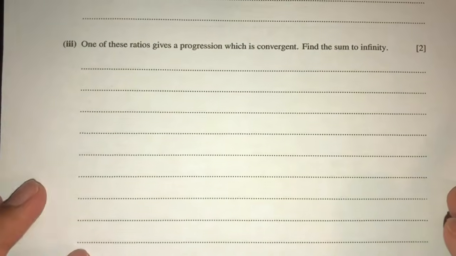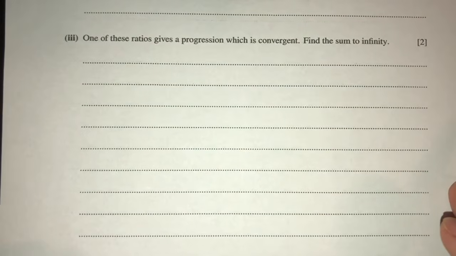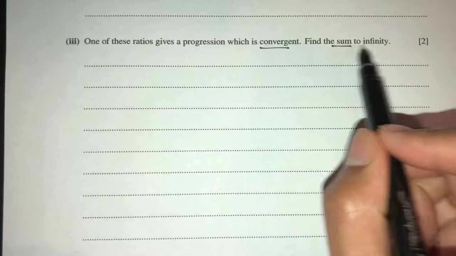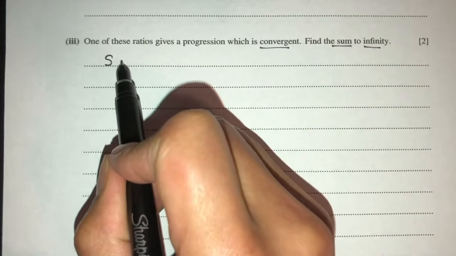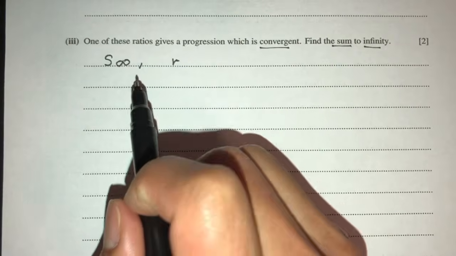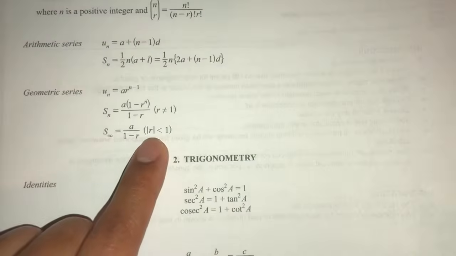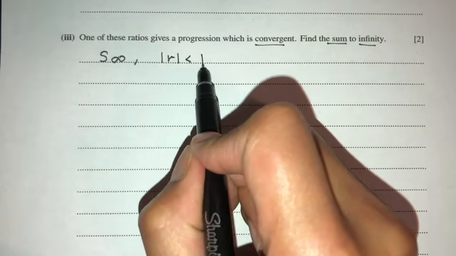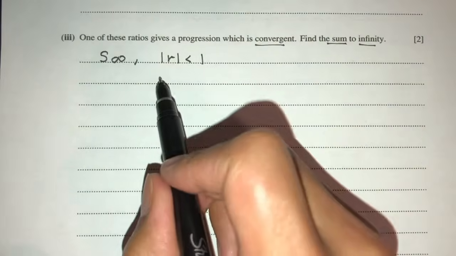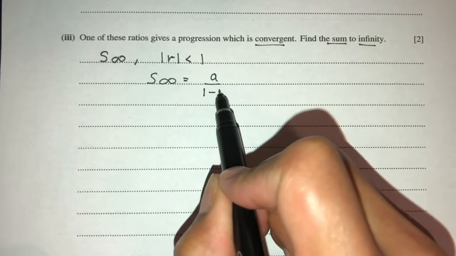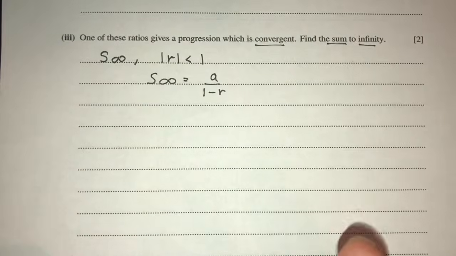Now let's move on to part 3. One of these ratios gives a progression that is convergent. Find the sum to infinity. So we have to know the sum to infinity is only possible if the magnitude of r has to be less than 1. So that is only possible when that is true. Now the formula for this is a over 1 minus r, right? a is your first term.